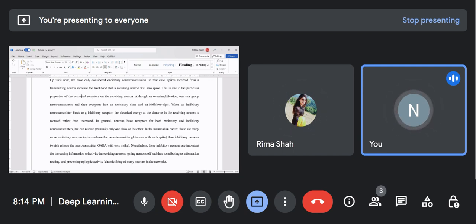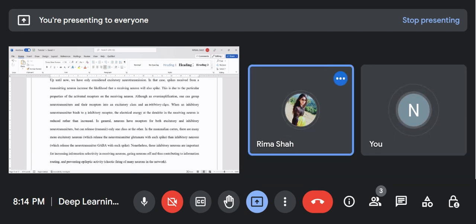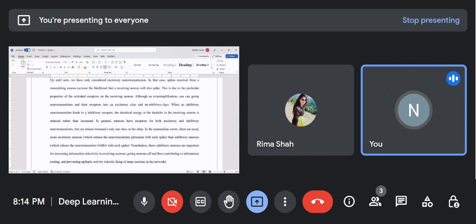Your neurons right now are receiving the information from my side, and you are keeping quiet, just listening to me, so you are the receptors now. So ultimately you can come into the inhibitory class, and I will be the neurotransmitter, like an excitatory one. Okay, so when inhibitory neurotransmitters bind to inhibitory receptors, the electrical energy at the dendrite in the receiving neuron is reduced rather than increased.